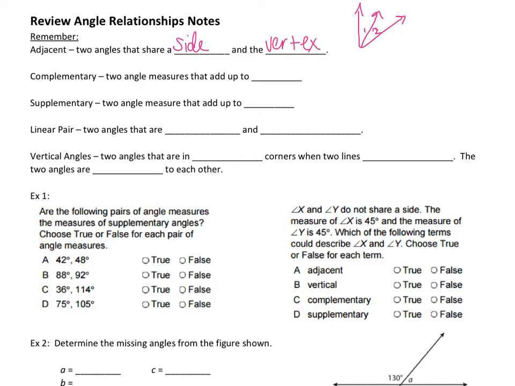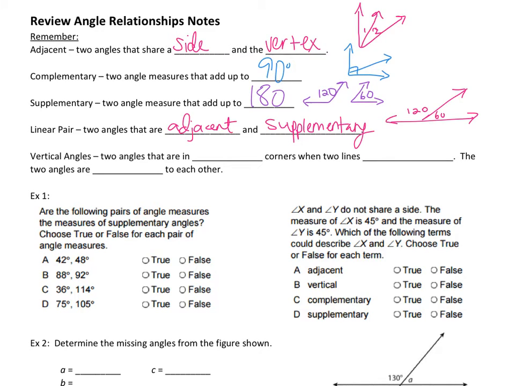Complementary and supplementary. So complementary means we have two angle measures that add up to be equal to 90 degrees. Supplementary then is when they add up to equal 180 degrees. And again, there's some pictures to go with them. Linear pair means we have two angles that are adjacent and supplementary.